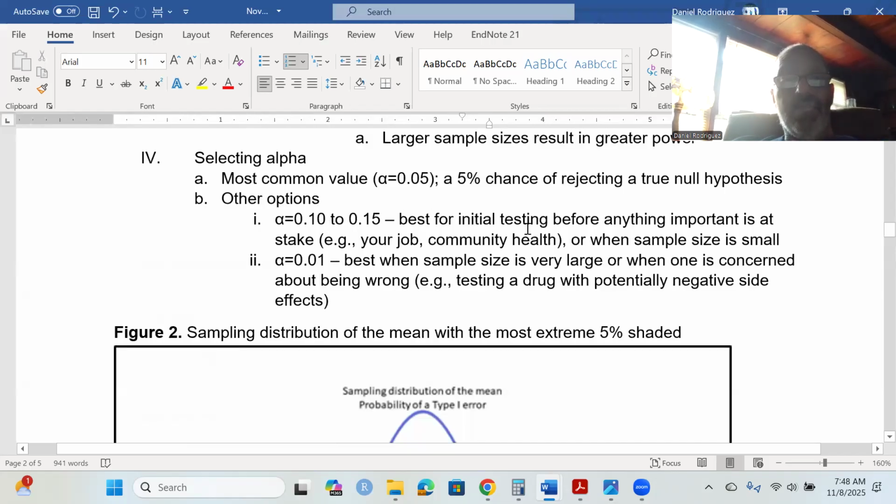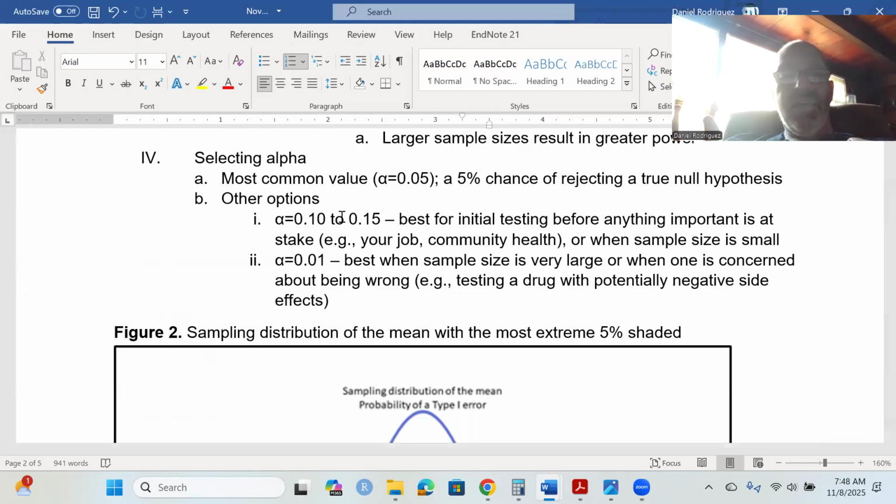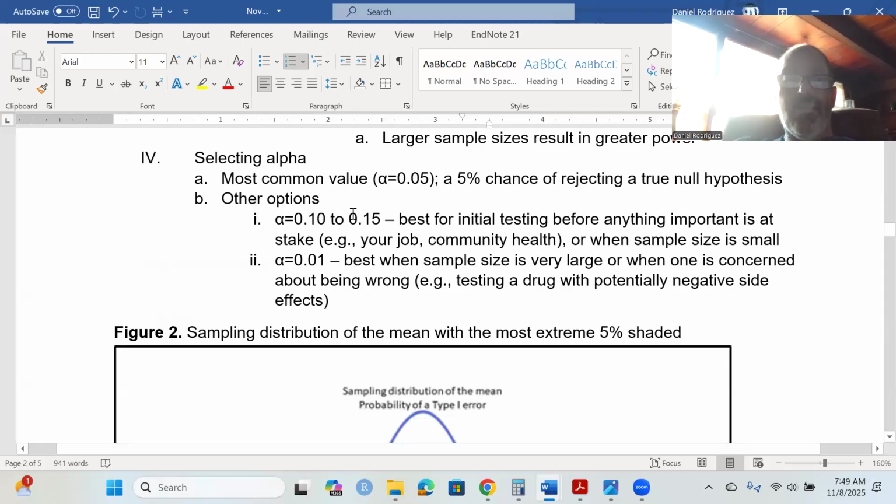You would use these if it's the initial testing phase for something and there's nothing at stake, right? This is saying having a 10%, even a 15% chance of a false positive result. That would be okay if I'm doing some kind of pilot testing. I'm testing something new, but there's nothing at stake here. Let's say I'm testing a drug and the drug has potentially hazardous side effects. If I say, hey, the drug works, but in fact it doesn't work, it could kill somebody. So we tend to be more strict when we're dealing with something that's dangerous.